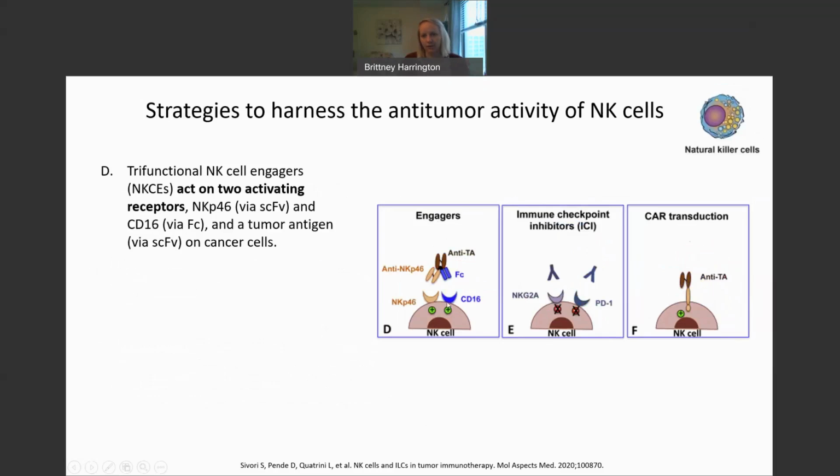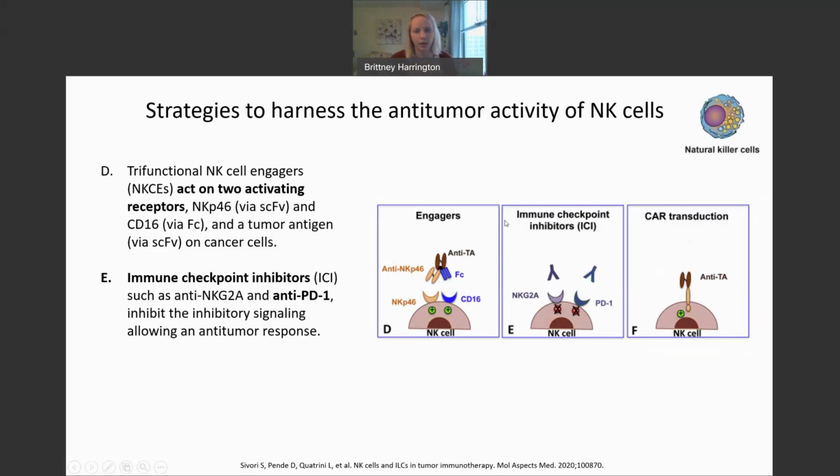These further strategies are, I guess, less developed strategies. This is NKCEs, which I missed an opportunity to call them Nikes if you've got bikes and trikes, but these are essentially the same as the bikes and trikes. They activate two activating receptors. So again, CD16 for ADCC, and one of these other receptors that I didn't talk about, one of the antiviral receptors, by fusing the Fc portion of an antibody, that's what CD16 recognizes, to the ligand for this receptor to a tumor antigen, you get activation through both of these receptors. So it's a really strong activating signal.